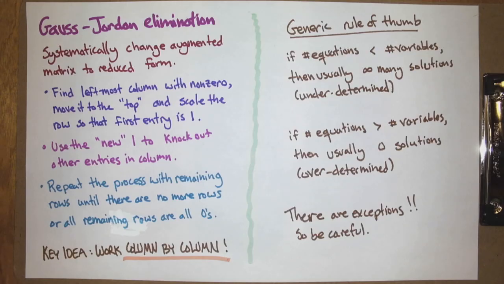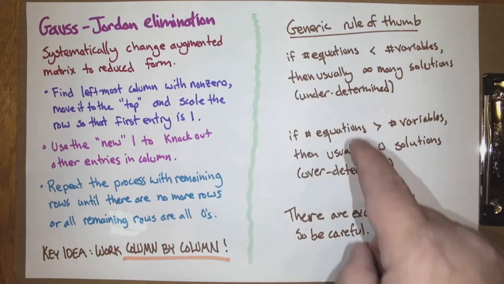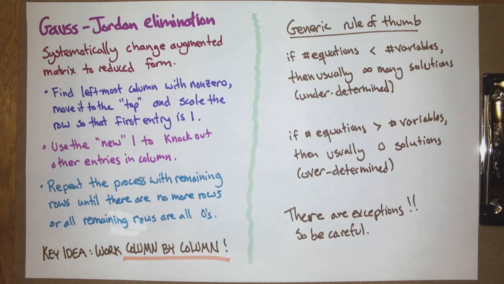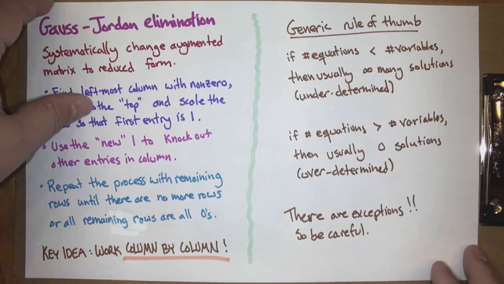There's a generic rule of thumb. If you have more variables than equations, we usually have lots of solutions. That's where we get free choices. If we have more equations than variables, we tend to get no solutions, but there are exceptions, so be careful. All right. Well, how much time do we have left? Plenty of time to do one example.